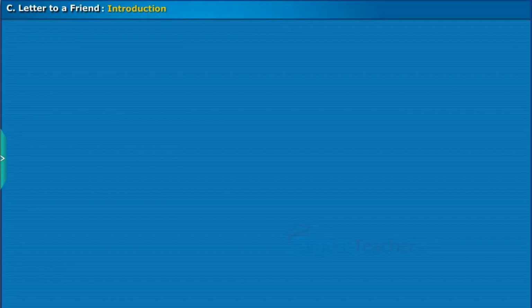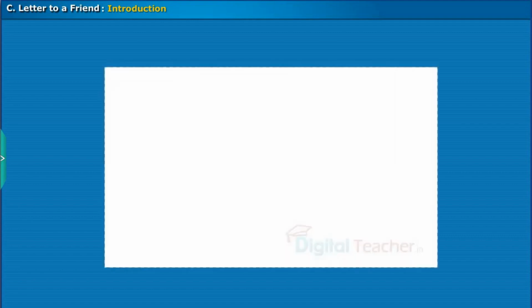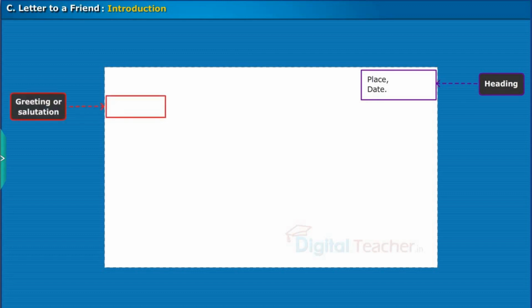Now, carefully observe the format of an informal letter and remember it. Consider it as a paper. The letter starts with heading, which is written on the top right corner of the paper. It comprises place, followed by a comma and date, followed by a full stop. Then, to the left side of the page and below the heading, greeting or salutation is written. The greeting must be followed by a comma.